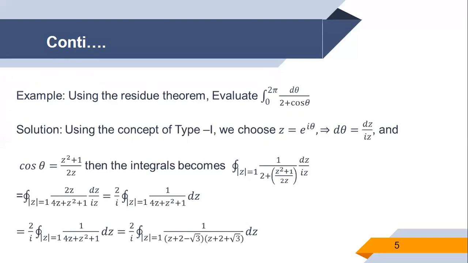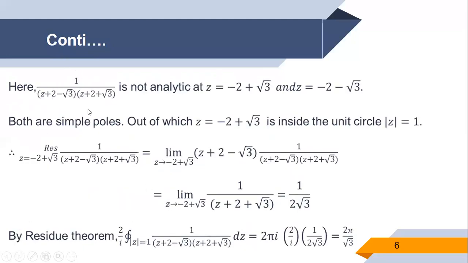Now, we use again the delta method for converting this polynomial into factor form. So the factors are z plus 2 minus root 3 and z plus 2 plus root 3. So this is the complex integration. Now here this function is not analytic at z is equal to minus 2 plus root 3 and minus 2 minus root 3.